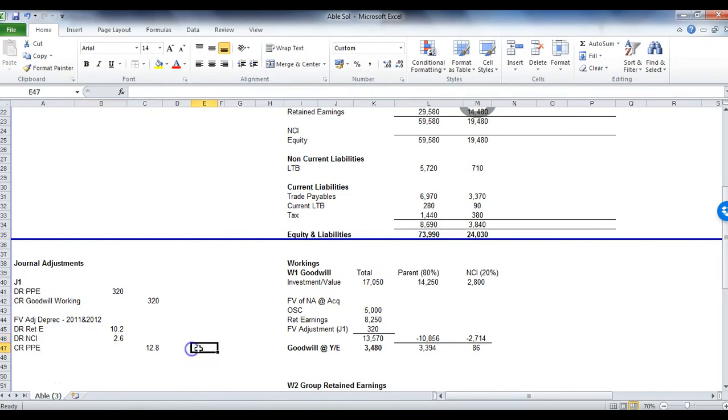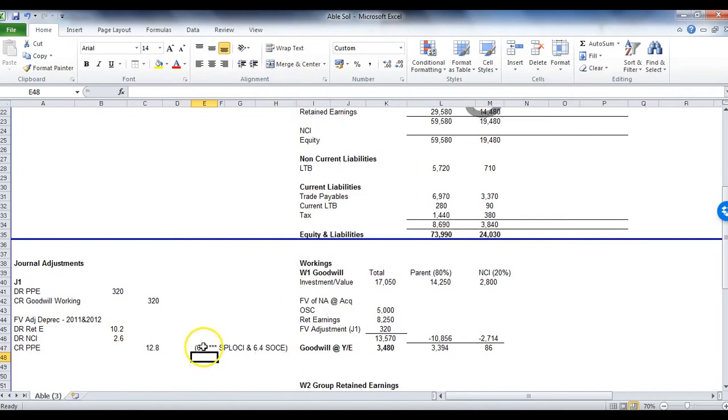So the key thing is that it's actually split: 6.4 goes to the SPLOCI, and 6.4 is statement of changes in equity. So that's important, that half of them is for the current year, 6.4 in cost of sales, the other half is for prior year. So again, make sure you realize that's important, realizing it's current year, prior year. So then just slot them in where they need to go.